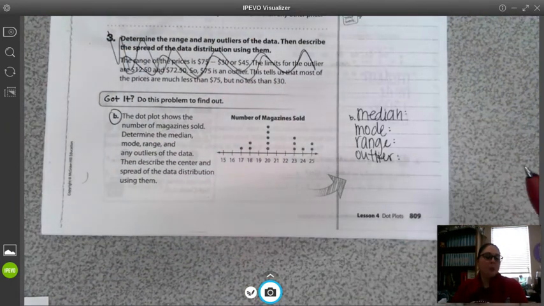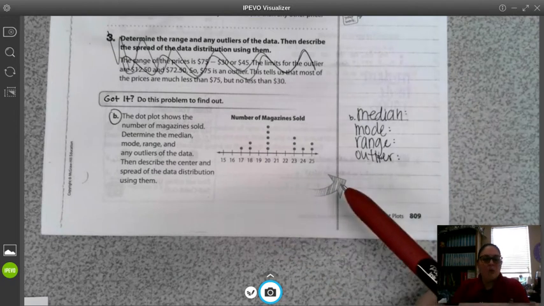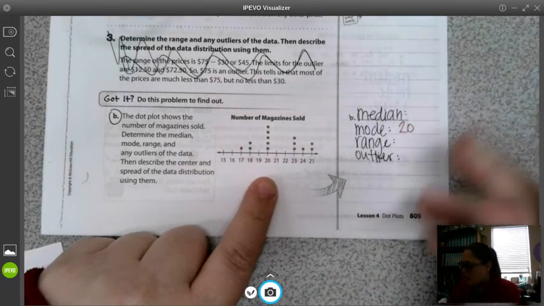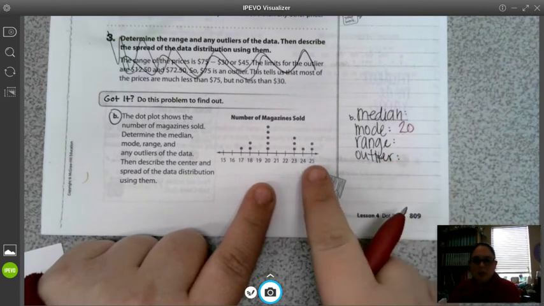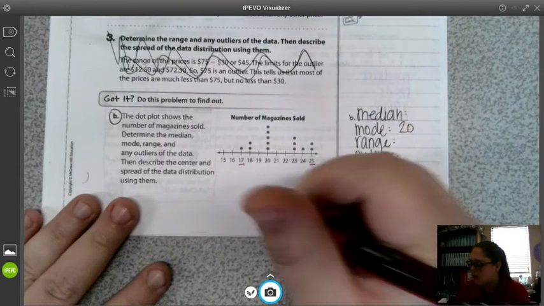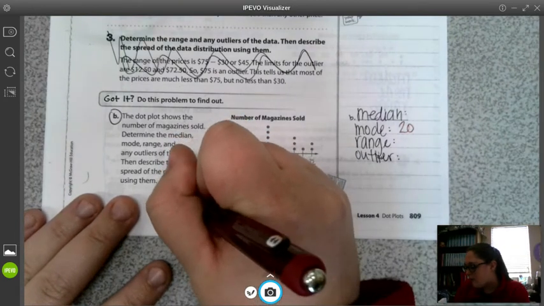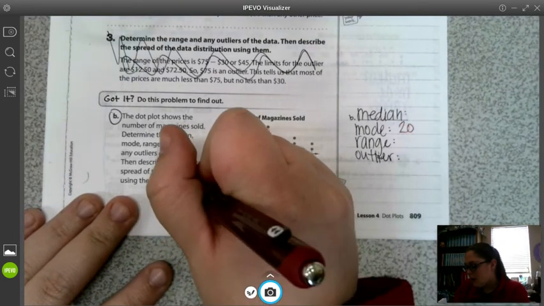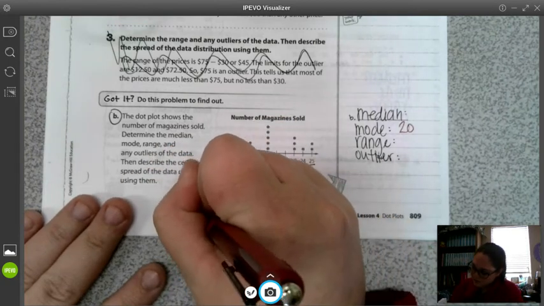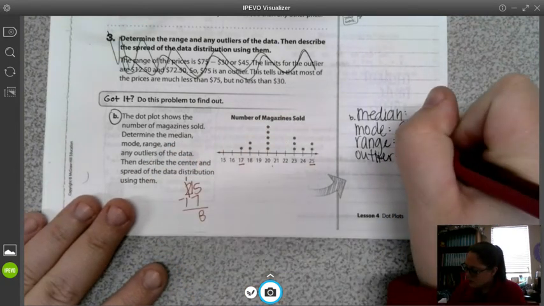The mode is pretty easy to spot. It's the one with the most dots, and that's going to be 20. The range is another one that's easy to do. I have my high number of 25 and 17. So I've got 25, take away 17, and that is 8. Okay, so my range is 8.